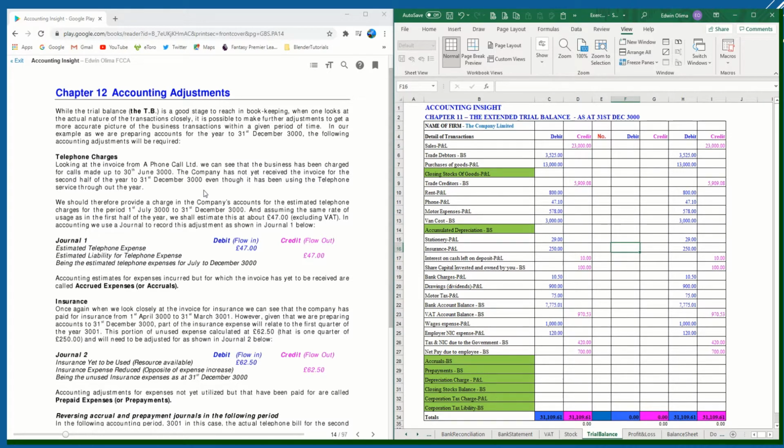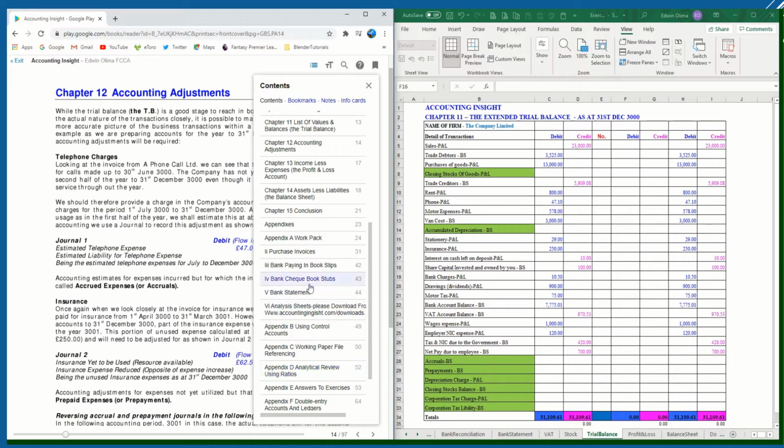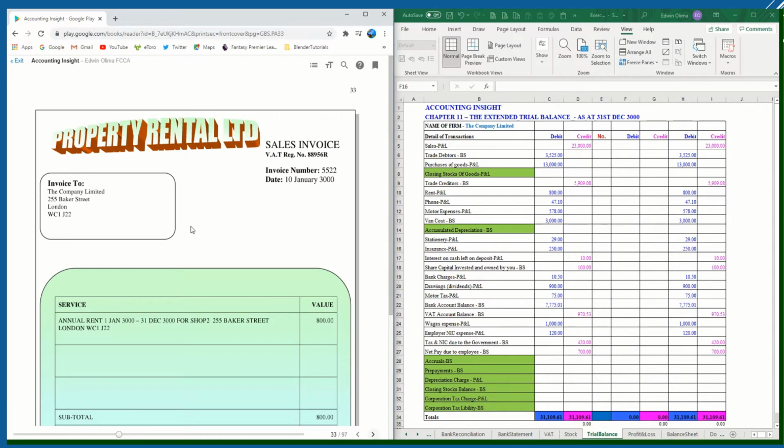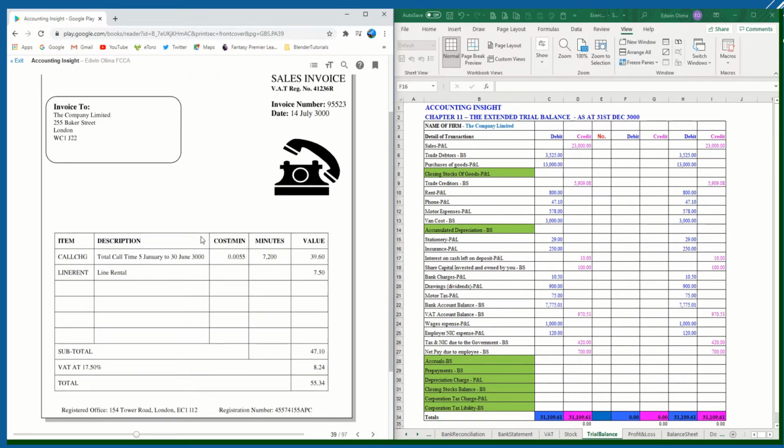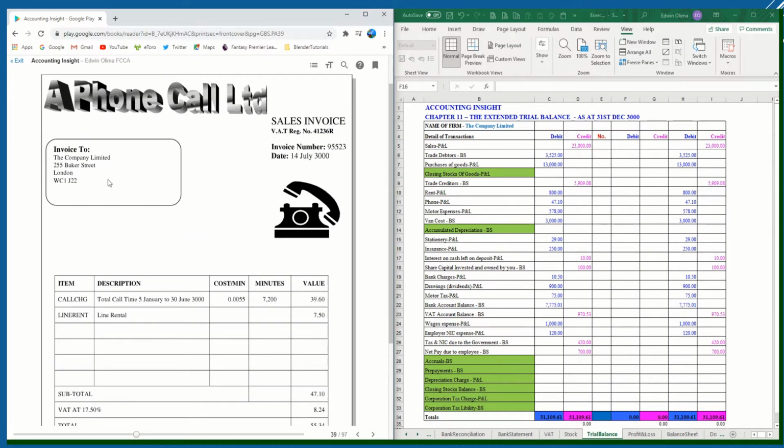So the first adjustment we need to look at is telephone charges. If we looked at the invoice from a phone call, so I'll just quickly go to it. Our purchase invoices are there, and we go to the invoice for the phone call. Here you can see that the invoice relates to charges from January to 30th June, and the company incurred £47.10. They haven't received an invoice for the second half of the year, and if you remember, we're preparing accounts for the full year, 3,000. So it would be reasonable to expect a similar charge for the second half of the year. So in accounting, we'll prepare a journal to show this expense.